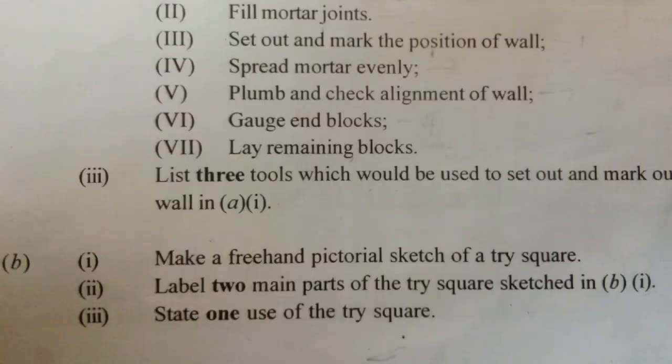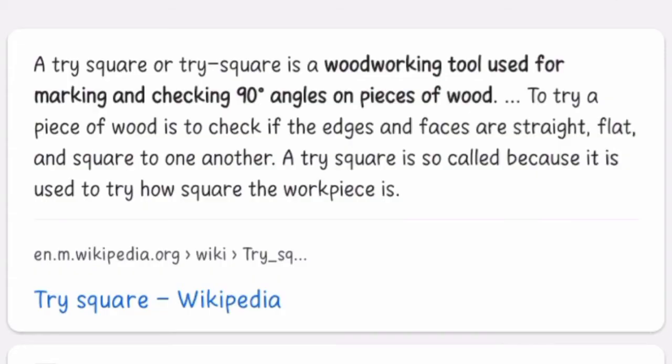3B. Make a free pictorial sketch of a tri-square. So there is a diagram over here, a pictorial drawing of a tri-square. BII. Label 2 parts of the tri-square sketched. So we have the stock and the blade, labeled. III. State 1 use of a tri-square. A tri-square is used for marking and checking the 90 degree angles of a piece of wood.